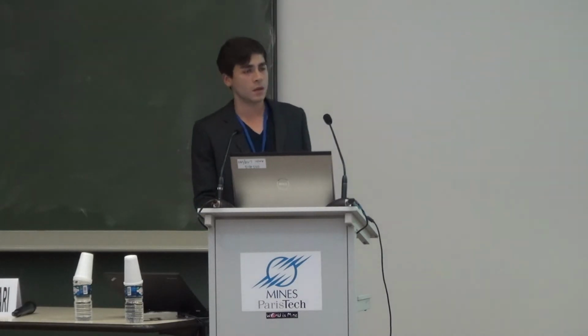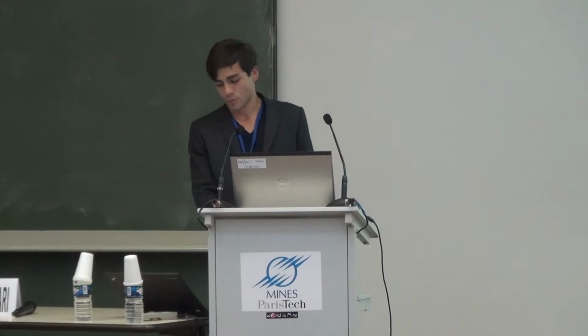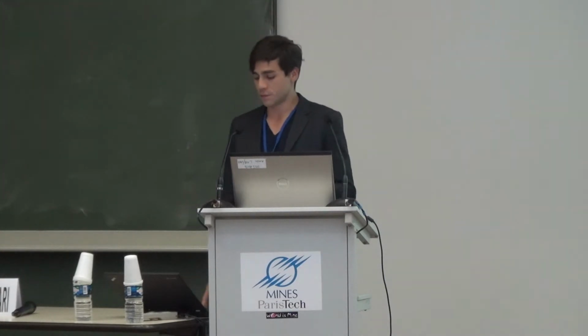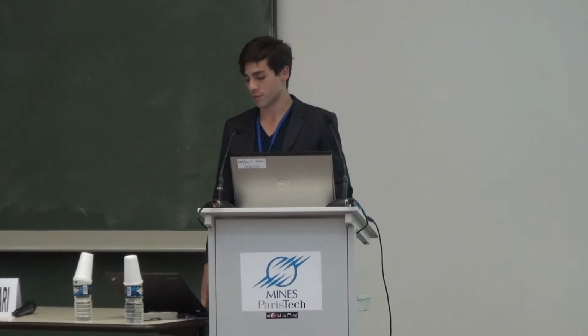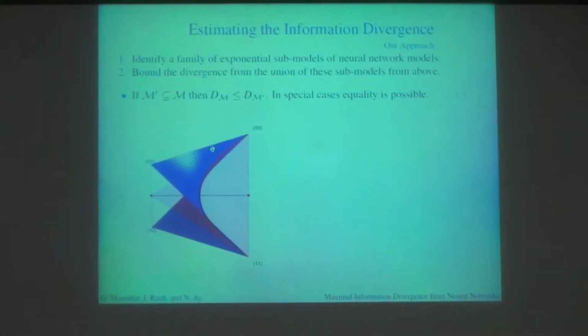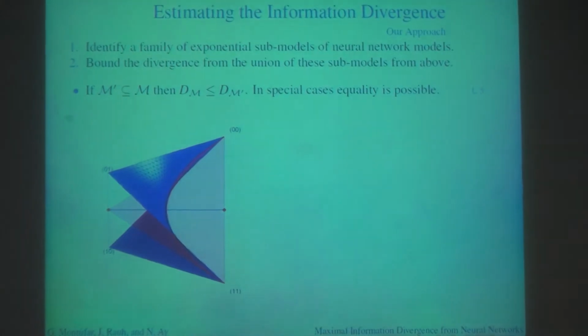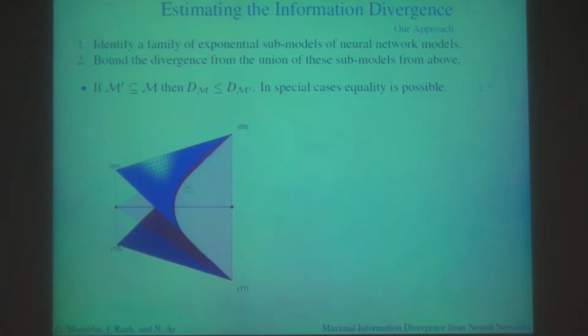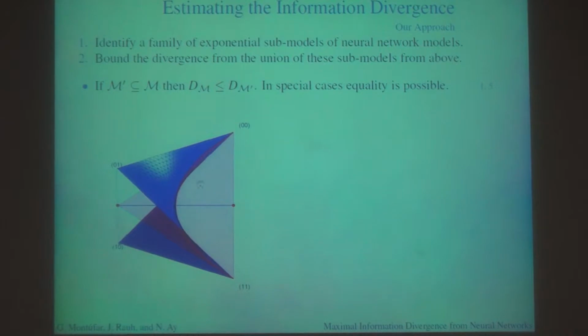information divergence to this kind of models, what we're going to do is identify families of exponential submodels of these neural network models, and then bound the divergence from the union of these submodels from above. So to illustrate this approach, here again is the set of product distributions for 2 bits in blue. And a submodel, say this red curve, in this case that would be an IID model, 2 bits.